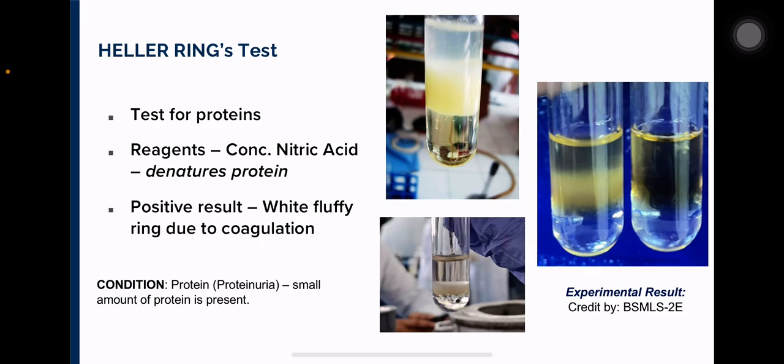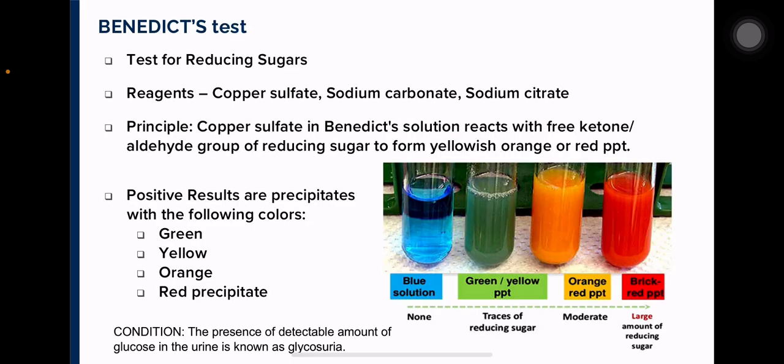So let me just give you also a background about the causes of proteinuria, meaning the presence of proteins in the urine. So first, we have your increased permeability of the glomerulus. Second is a decrease in normal reabsorption in the tubules. So Heller's test is not suitable for routine analysis of proteinuria because of the highly corrosive nature of the concentrated nitric acid. Next, we have the Benedict's test.